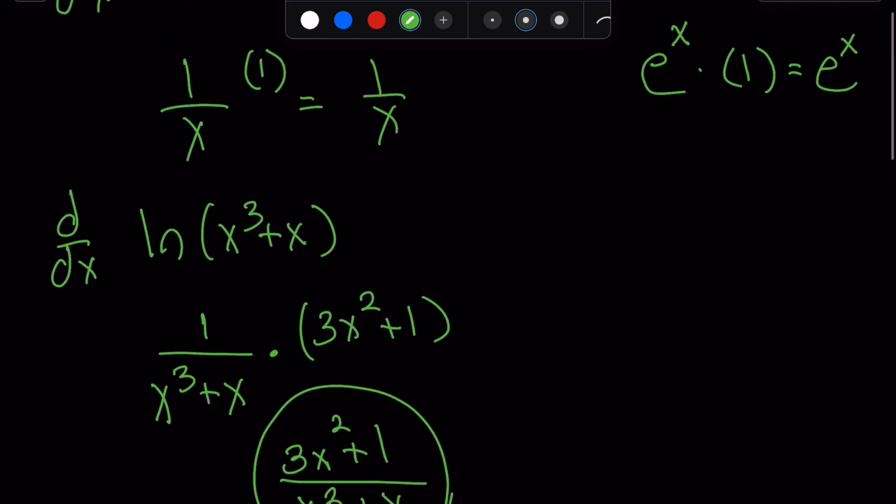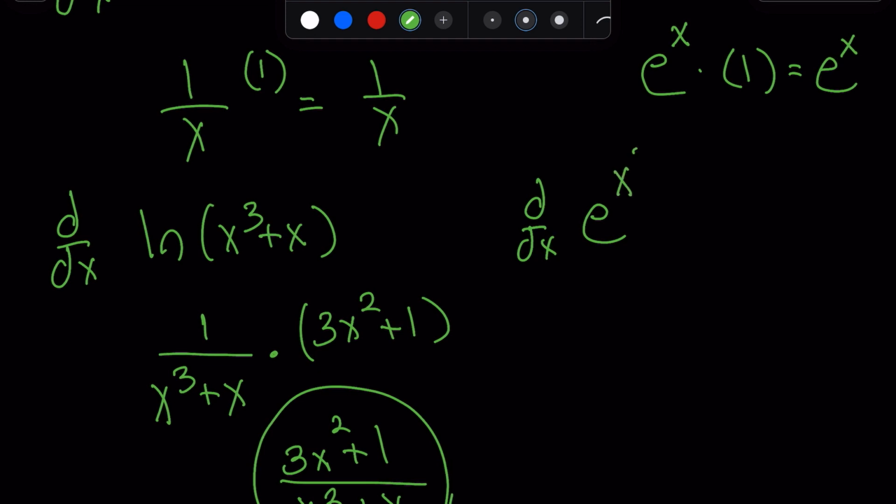And that goes for e also. If I had something like the derivative of e to the x cubed, well, again, this derivative will be the exact same thing, but you need to multiply it times the derivative of the exponent, which is 3x squared.